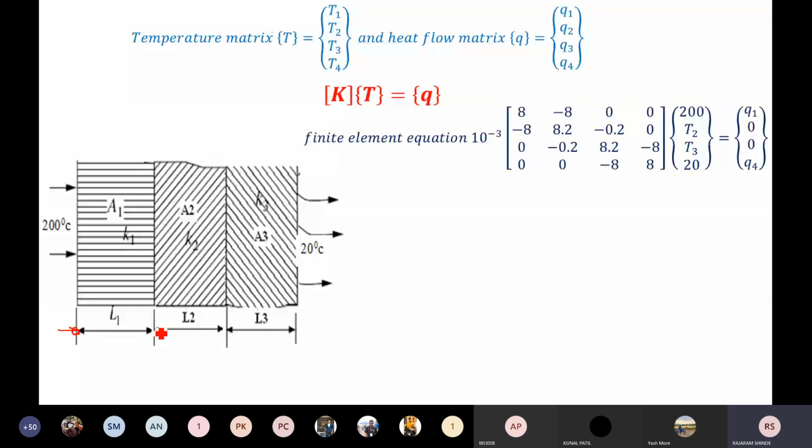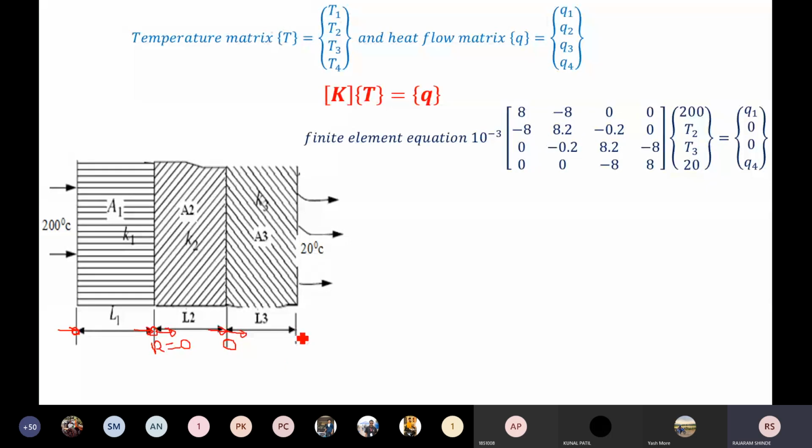Now, what happens at node number 2? At node number 2, see here, the heat coming from the first wall, that same heat is going to the second wall. Do you agree with this? Yes, sir. Therefore, the resultant heat addition at this location is 0. Do you agree with this? The same thing will happen at this node. Whatever heat is coming from wall 2, that same heat is going outside this wall. Therefore, the resultant heat addition is 0 here.